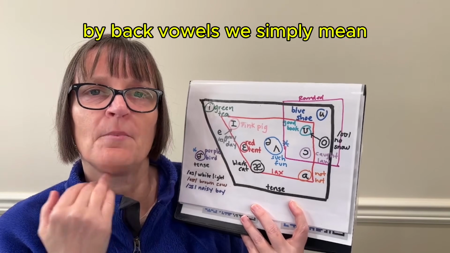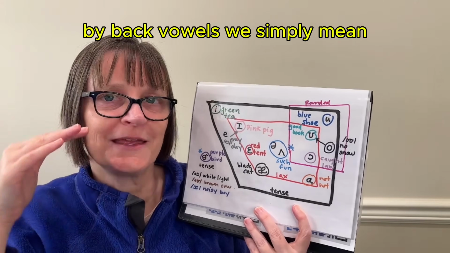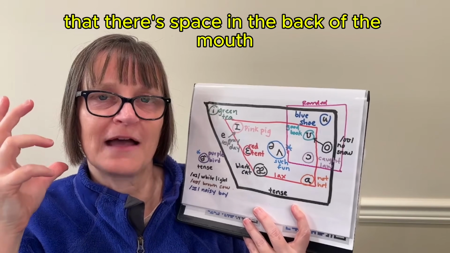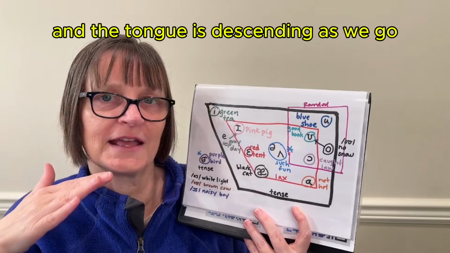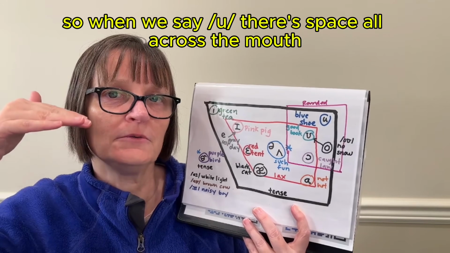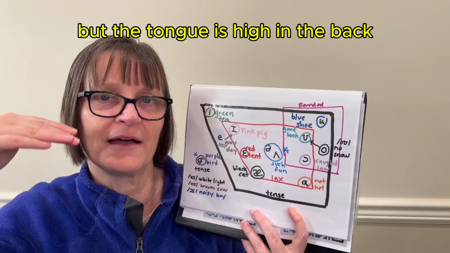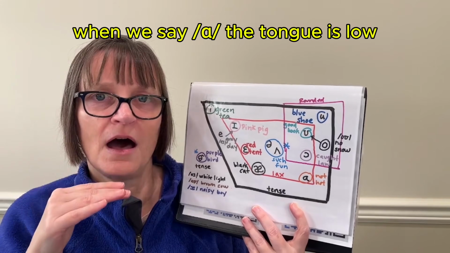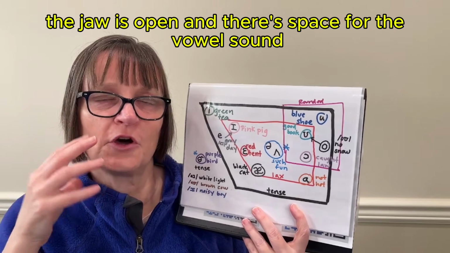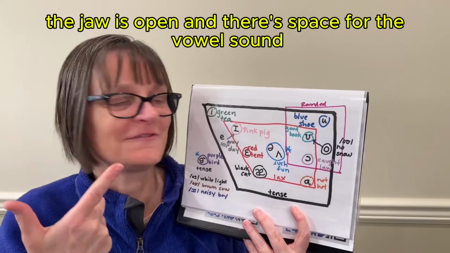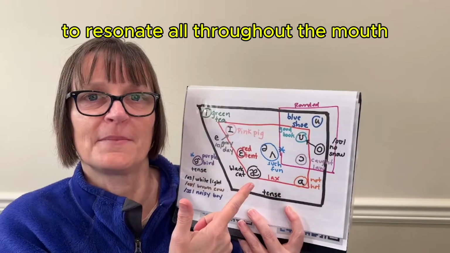By back vowels, we simply mean that there's space in the back of the mouth and the tongue is descending as we go. So when we say oo, there's space all across the mouth, but the tongue is high in the back. When we say ah, the tongue is low, the jaw is open, and there's space for the vowel sound to resonate all throughout the mouth.